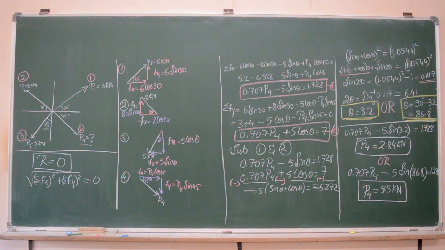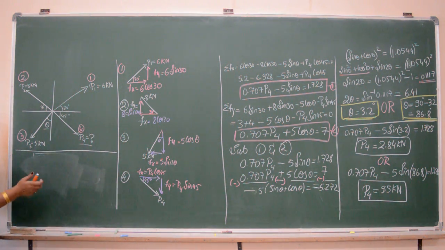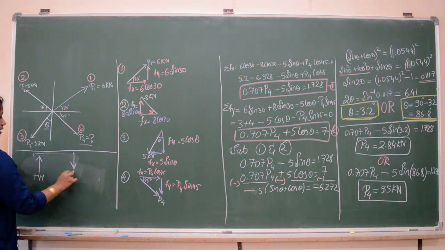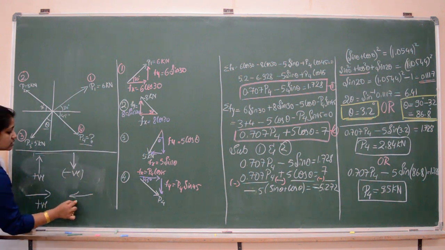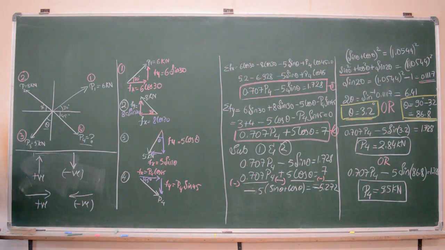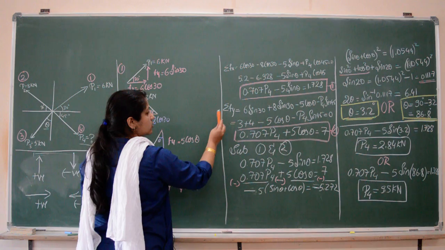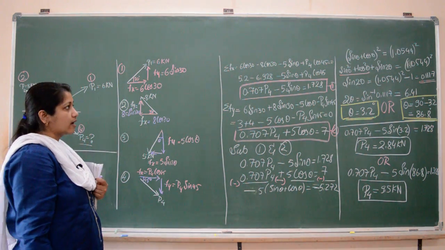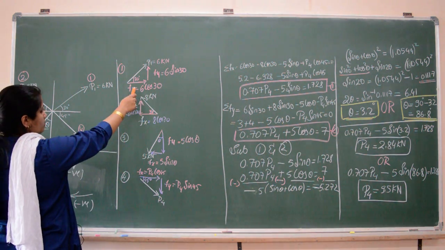Now next, what do we need to do? We need to use the sign convention and then write the equation for Fx and Fy. So what are the sign conventions that we are going to use? Upward positive, downward negative. Right hand side positive and left hand side negative. Using this we are going to write the equation for Fx and the equation for Fy.